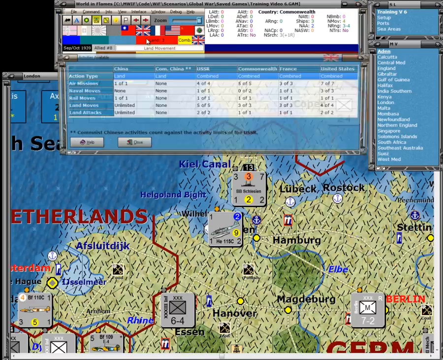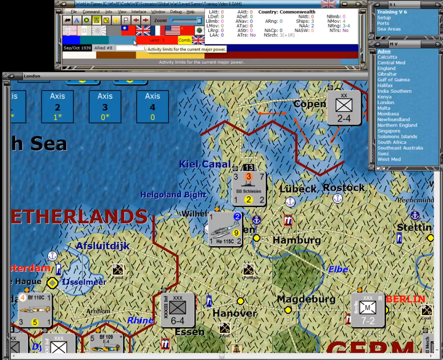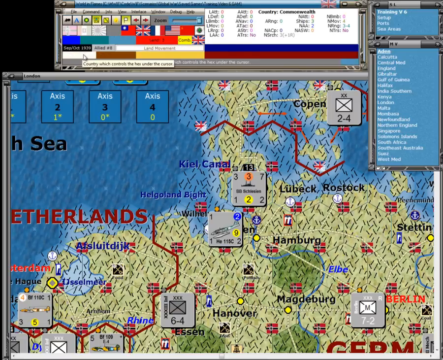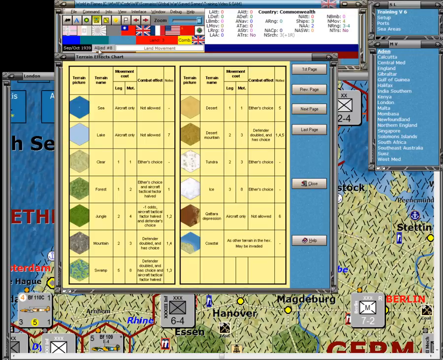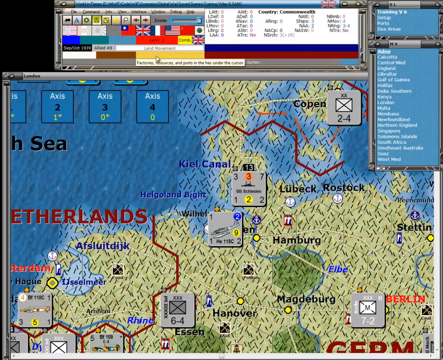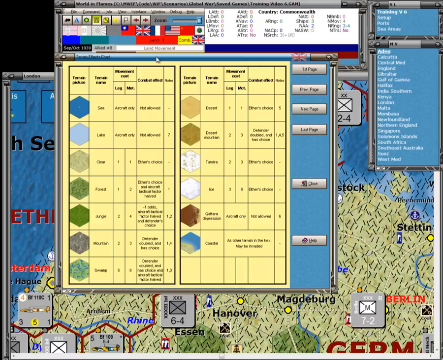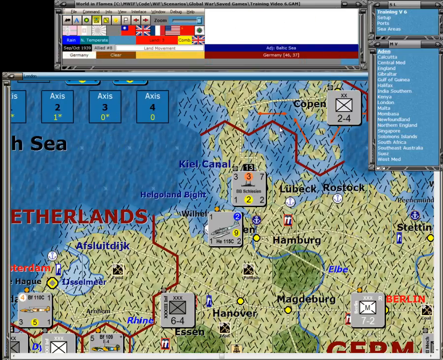If I click on the number of land moves, I get the activities panel and I can make that go away. If I click on the control hex, it brings up the flags. If I click on the terrain, it brings up the terrain chart. And if I click on it a second time, it goes away. If I click on the icon map, it also brings up the terrain effects chart because that's where all the icons are presented.